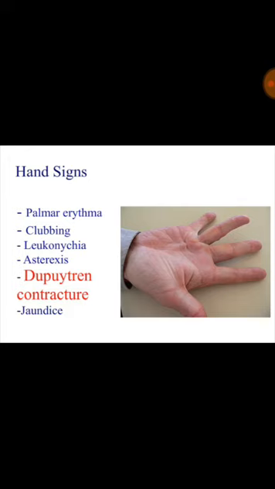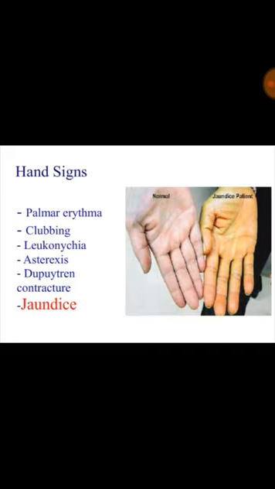Another important hand sign is Dupuytren contracture. It is a contracture of the palmar fascia linked with chronic alcohol use. This results in permanent flexion of one or more of the fingers. So at the last, it's jaundice, which is even visible in the hand.